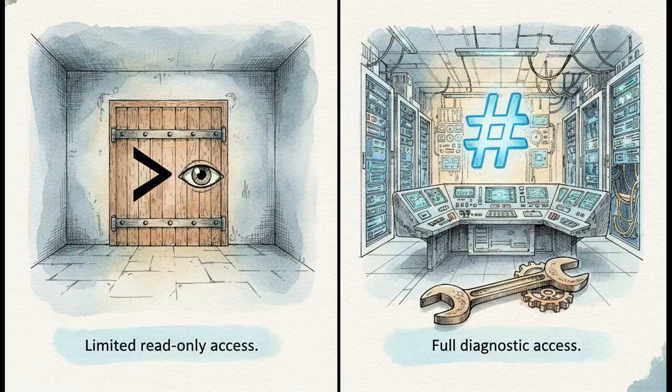You've got User EXEC mode, identified by that greater than symbol. When you first log in, boom, this is where you land. It's basically a lobby with very limited read-only access. Then you have Privileged EXEC mode, denoted by the hashtag. Now, this is the control room, and it grants you full diagnostic access to the device.